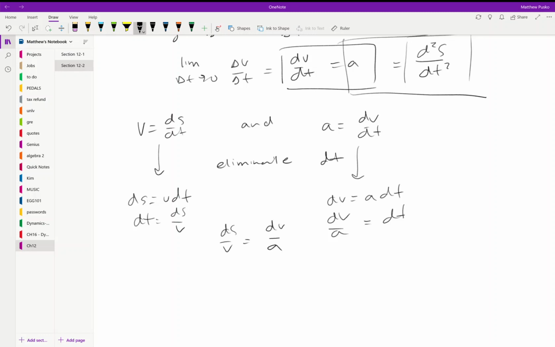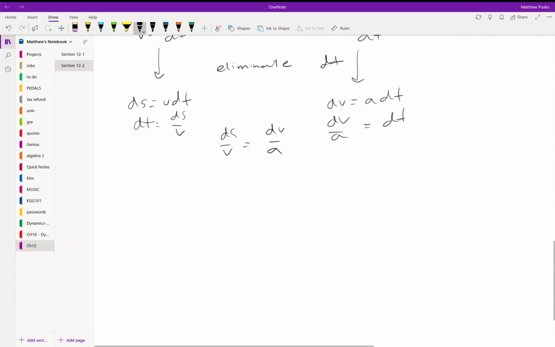Cross multiply or simplify this however you've learned, and you will find we get v dv is equal to a ds. We will use this equation and integrate it to find out what the velocity is if we know the acceleration and things like that. Just hold on to this for a moment. We'll get there and get to its uses, I promise.